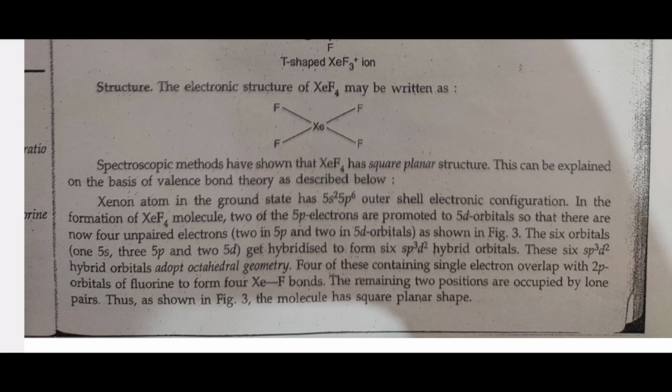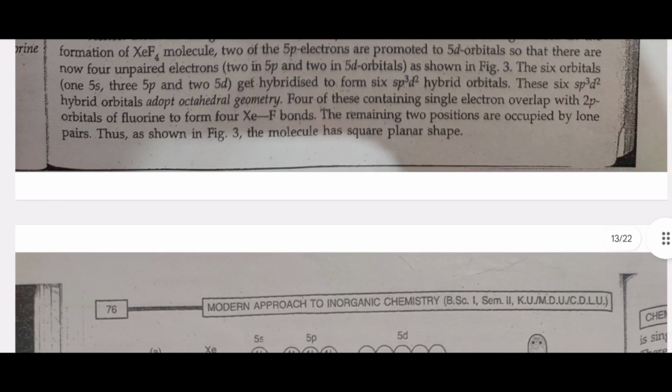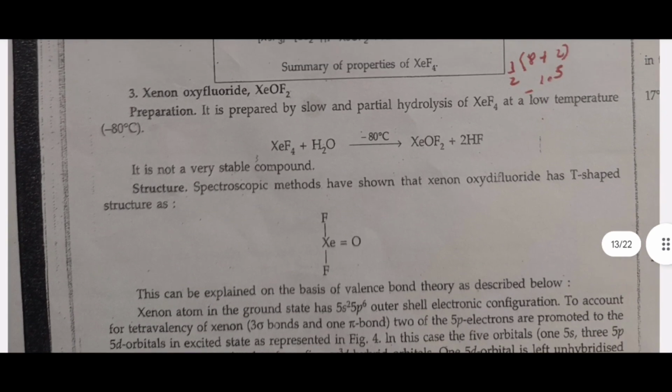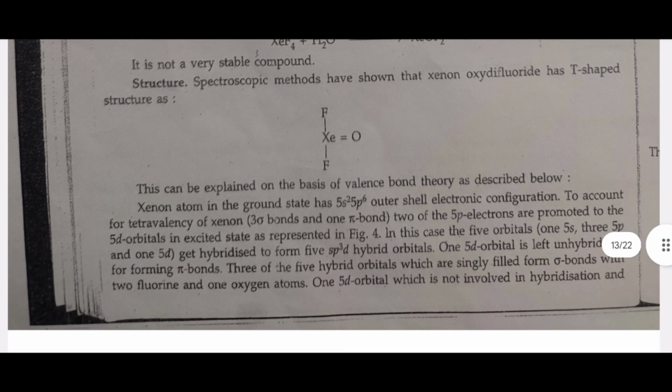Now XeF4 compound. Preparation. It can be prepared by the following methods. It is prepared in good yield by heating a mixture of xenon and fluorine in the molar ratio 1:5 in a nickel vessel at 400 degrees Celsius under a pressure of 5 to 6 atmospheres. It is also synthesized by passing an electric discharge through a mixture of xenon and fluorine in molar ratio 1:2 at minus 78 degrees Celsius. The pressure is between 2 to 15 mm of Hg.